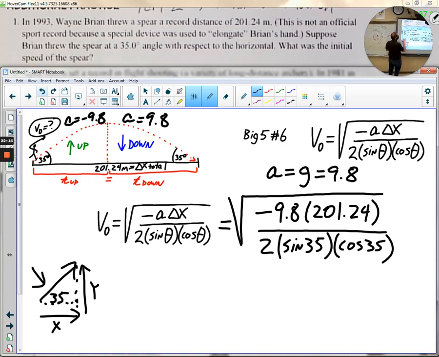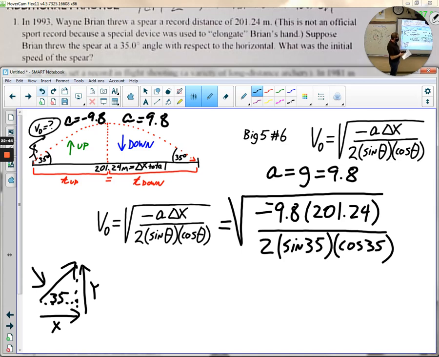Exactly. So if we're just considering the upward part of the flight as its own thing, then starting velocity for y is up, but starting acceleration is the opposite direction. So this negative 9.8 would actually be negative negative 9.8, which would just make it positive 9.8.